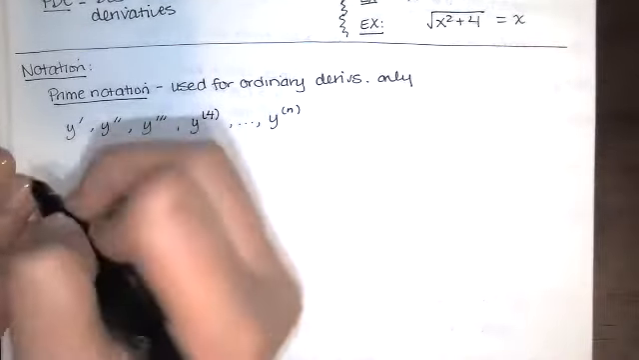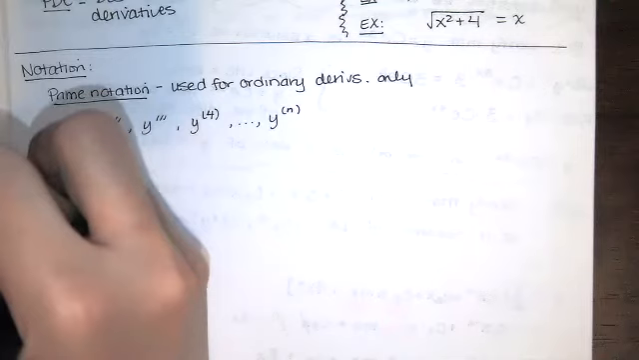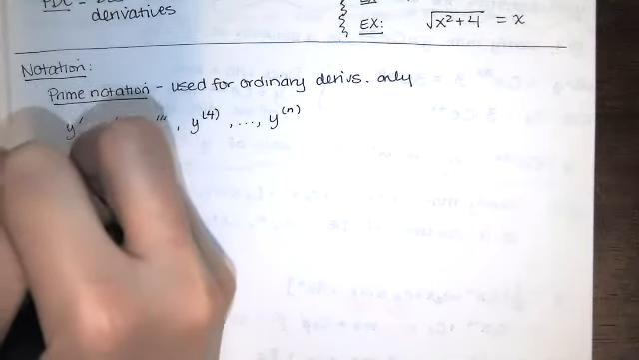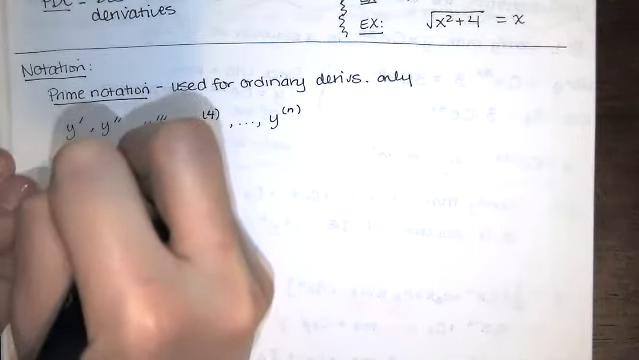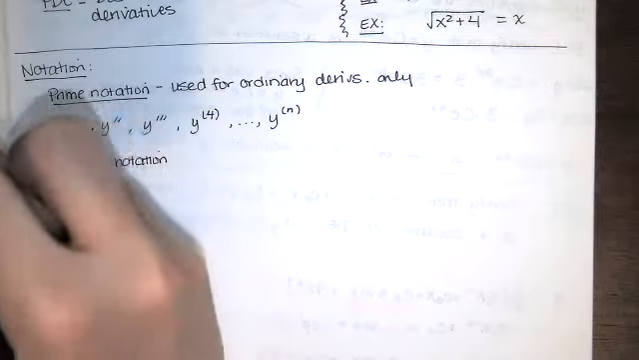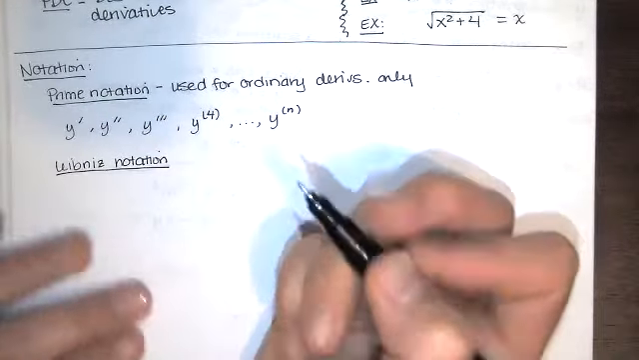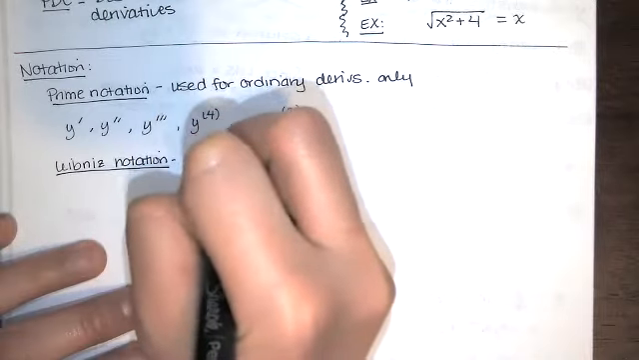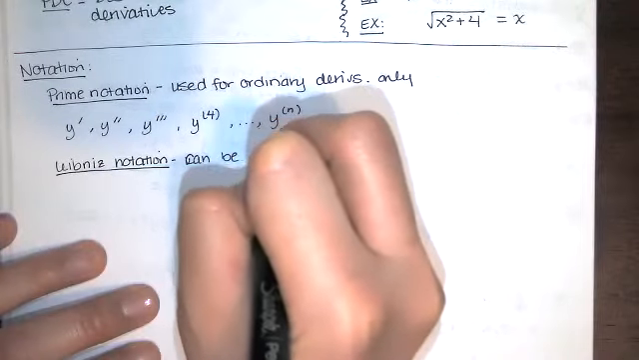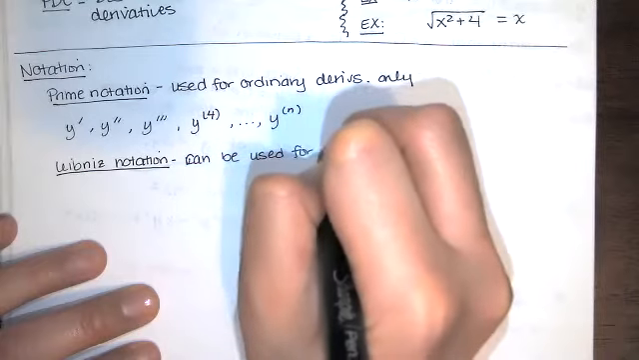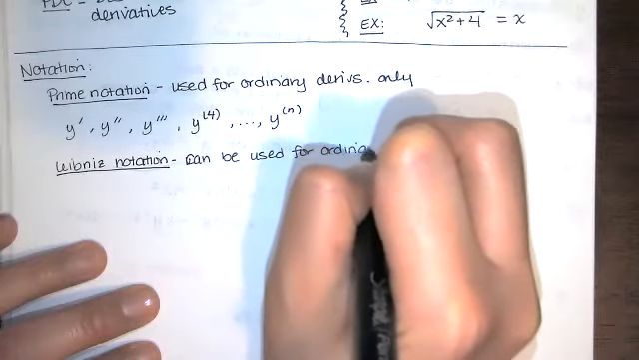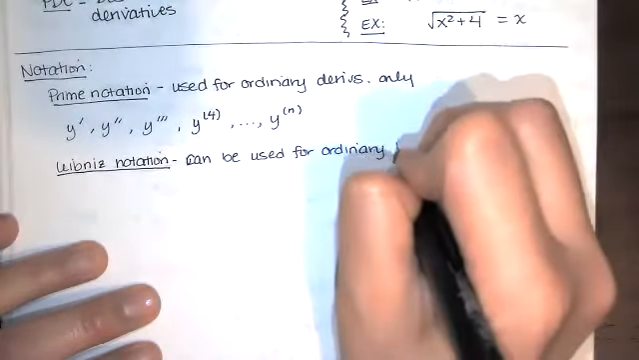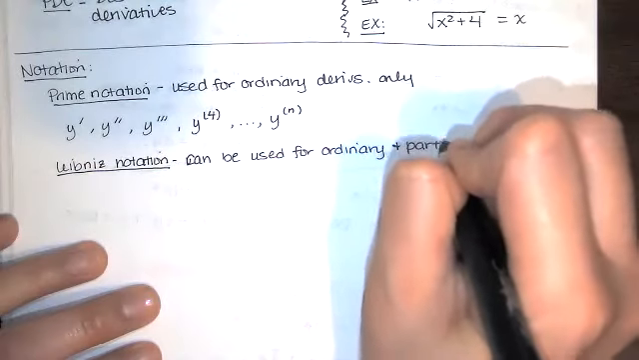Now, another notation, and this is probably one of my favorite notations, is Leibniz notation. This can be used for ordinary derivatives and partial derivatives.